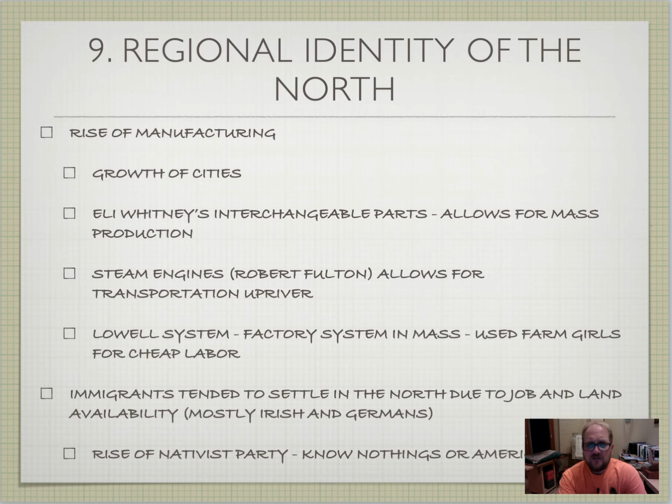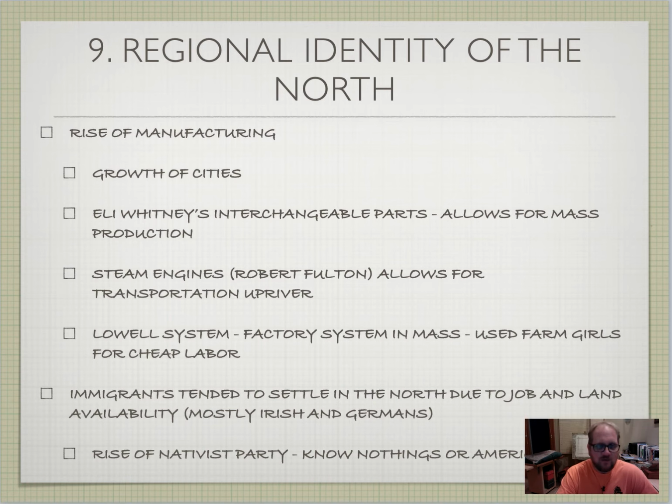And the regional identity of the North was very different than the South. One, they did still rely a lot on farming, very mixed agriculture, small-scale farms. But we do see the rise of manufacturing and the rise of cities in this time period. Even though most Americans still lived on farms and still practiced small agrarian farming, again, we do see the rise of cities and the rise of manufacturing.